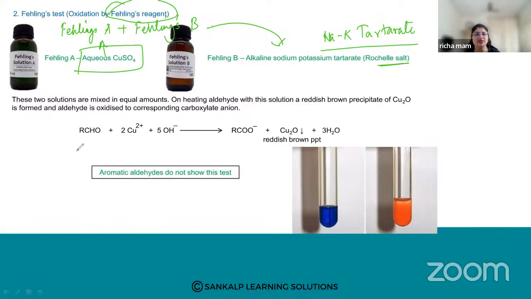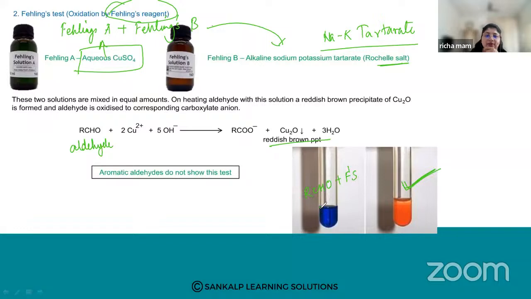So what is the reaction? You have an aldehyde. You react it with Fehling's solution. You get a reddish brown precipitate like this. Whenever you add the aldehyde to the Fehling's solution, you get a reddish brown precipitate.